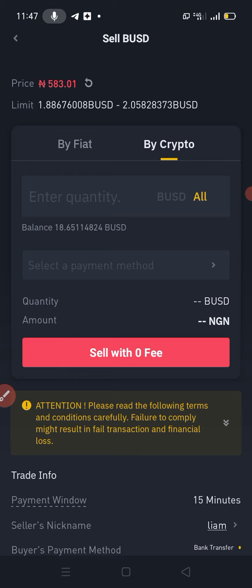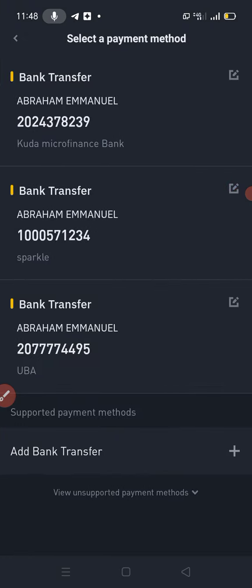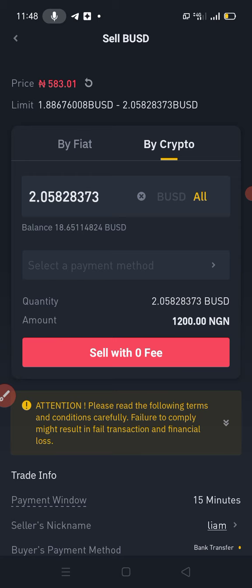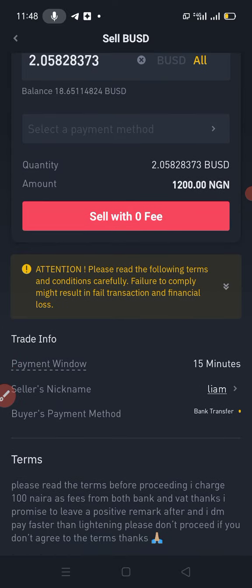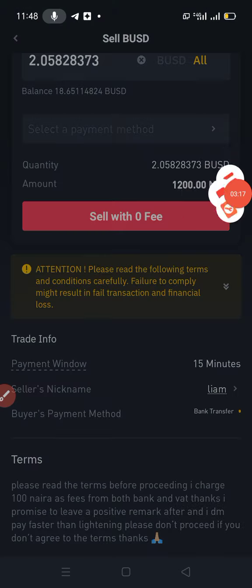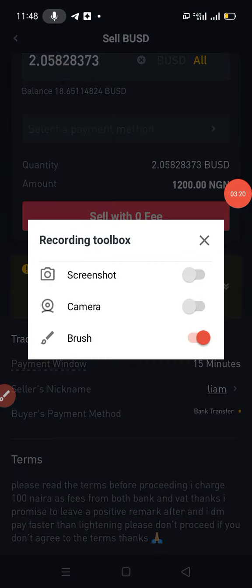Now immediately you place an order, you click there. Some of you, maybe you want to sell your BUSD, you just click all here, then click here, then enter your account number, you understand? Then click sell. It is when you click sell that you see the terms and conditions pop up. But before you do that, please scroll up here. Then you will see this person's terms and conditions under here.